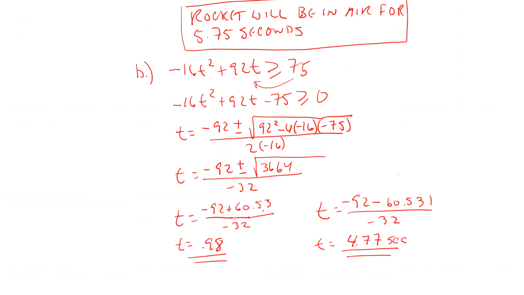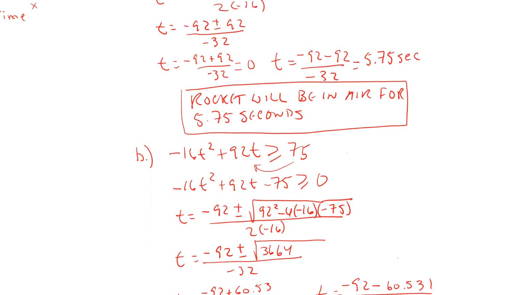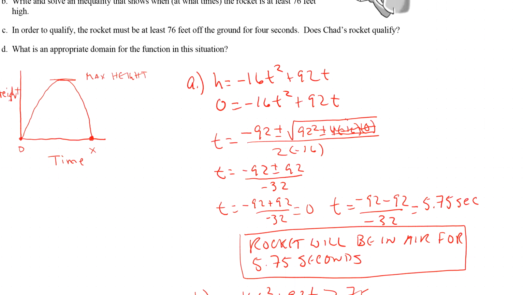So I rounded to the nearest hundredth. They're not really telling us, so you could keep it as an exact answer, and that would get you a little better results. I rounded to the nearest hundredth, so that could make a little bit of error in there. So anyway, let's go back to the question. In order to qualify, the rocket must be at least 76 feet off the ground for 4 seconds. And does Chad's rocket qualify?